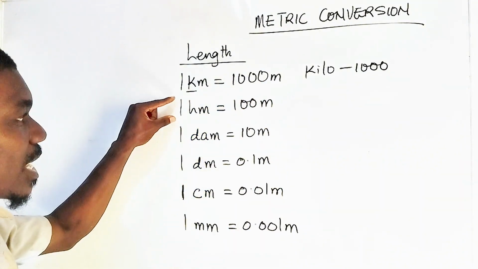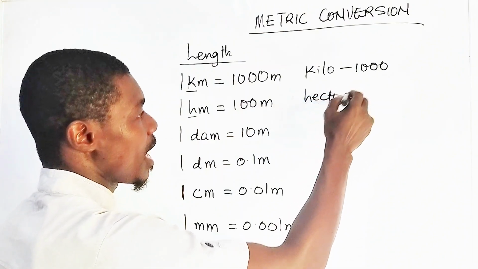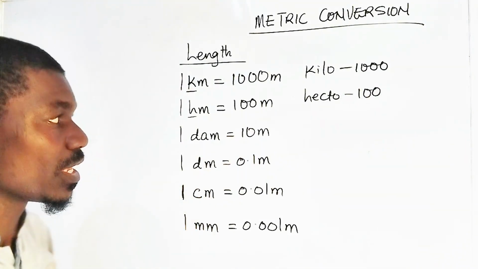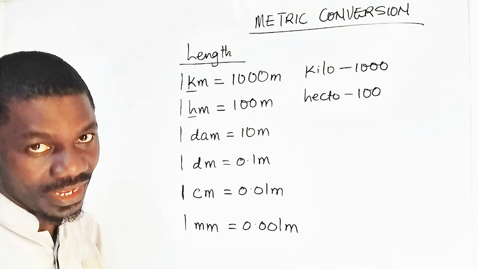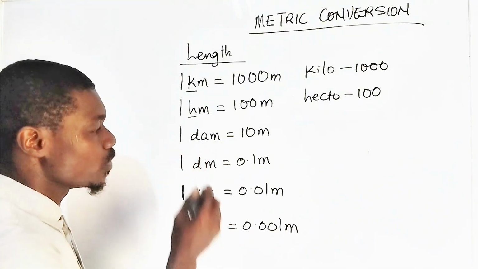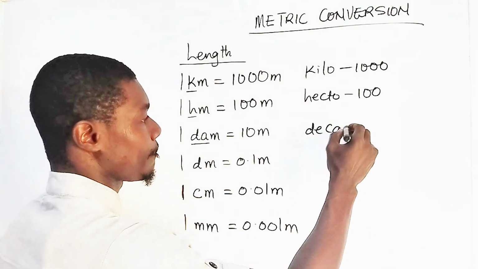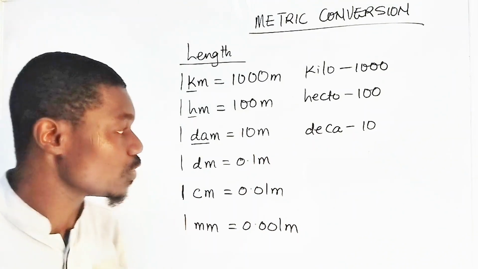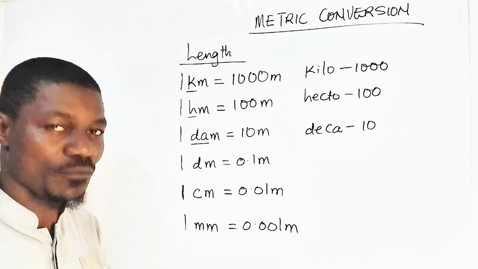Okay, now the next one here is H, which is hecto, and hecto here is 100. That is the value. Which implies that 1 hectometer is 100 times a meter. All right, now the next one here is 1 decameter, so this dA is deca, which is 10. So the metric value of deca is 10, which also implies that 1 decameter is 10 times a meter. I hope that's clear.